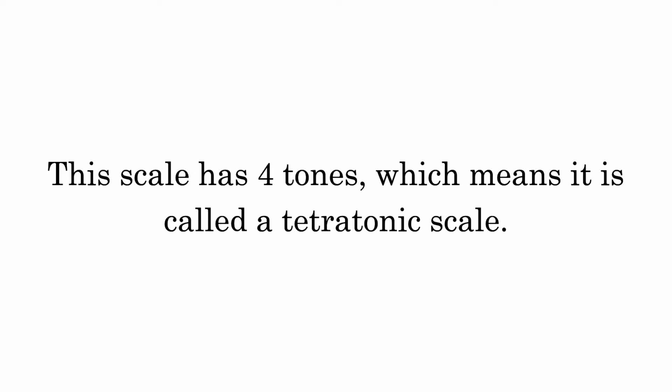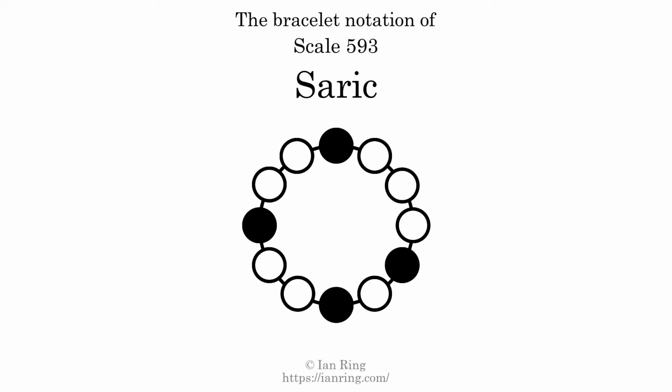This scale has 4 tones, which means it is called a tetratonic scale. This is a bracelet notation diagram of scale 593. The shaded circles represent tones that appear in the scale, and they are read clockwise, starting at the top.